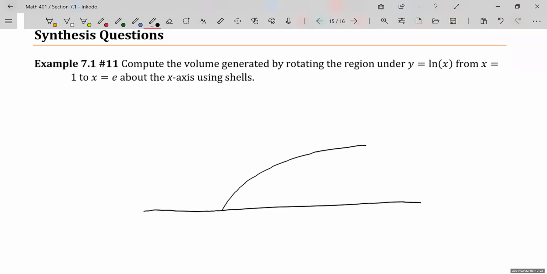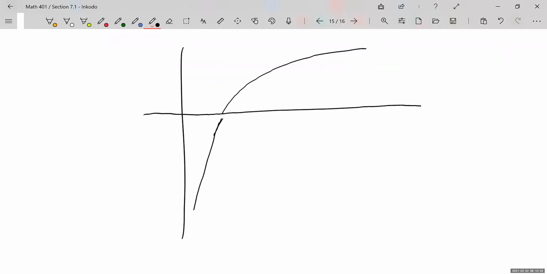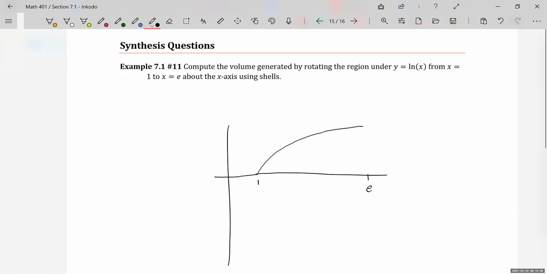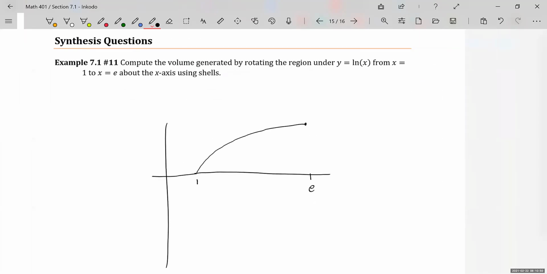So here is the natural log graph, if you were to look at it, but I don't need all of that stuff. I'm really going from x equals 1 to x equals e. Remember, the natural log of 1 is 0. Natural log of e is actually 1. That's what that height is right there, e comma 1. And we want to rotate this about the x-axis to create a solid.